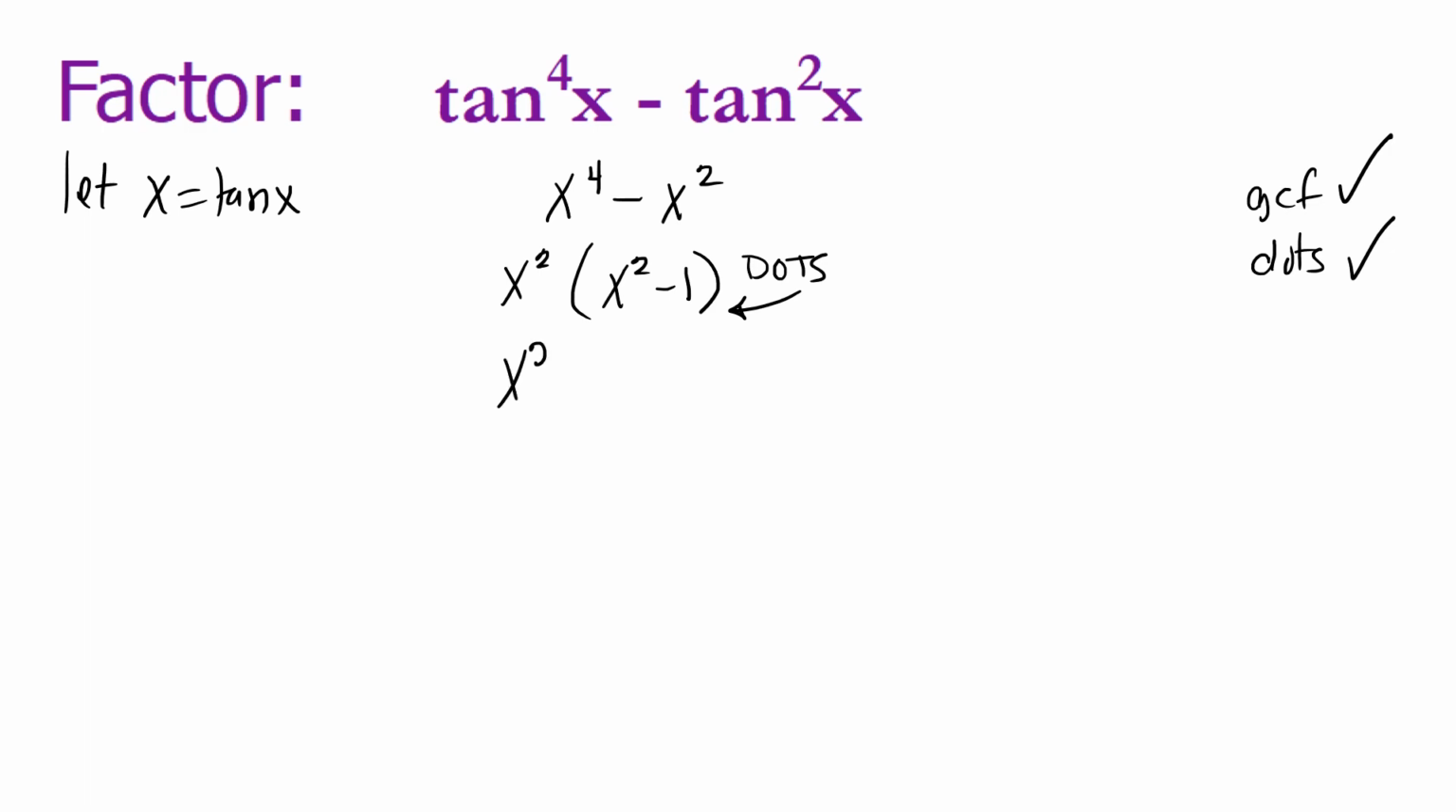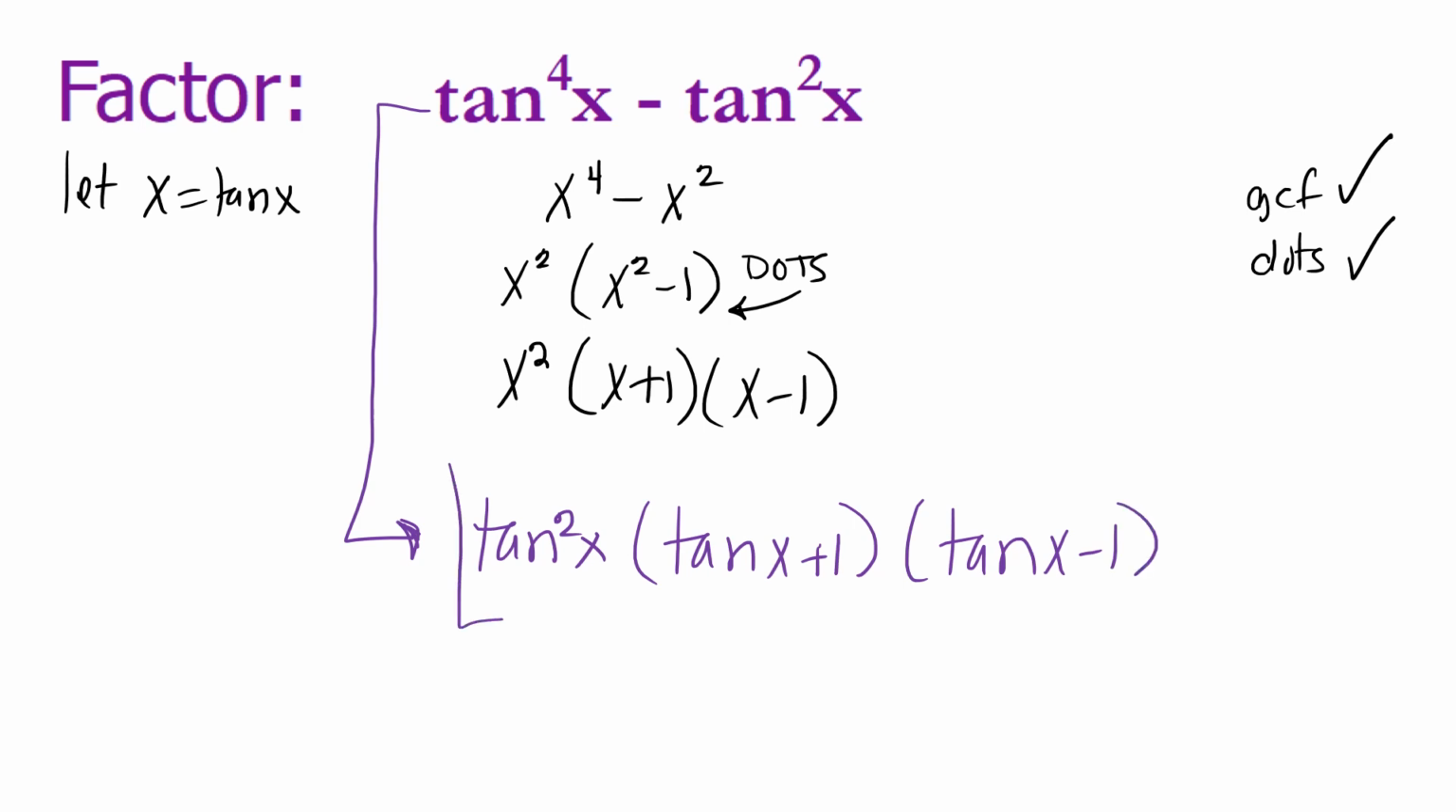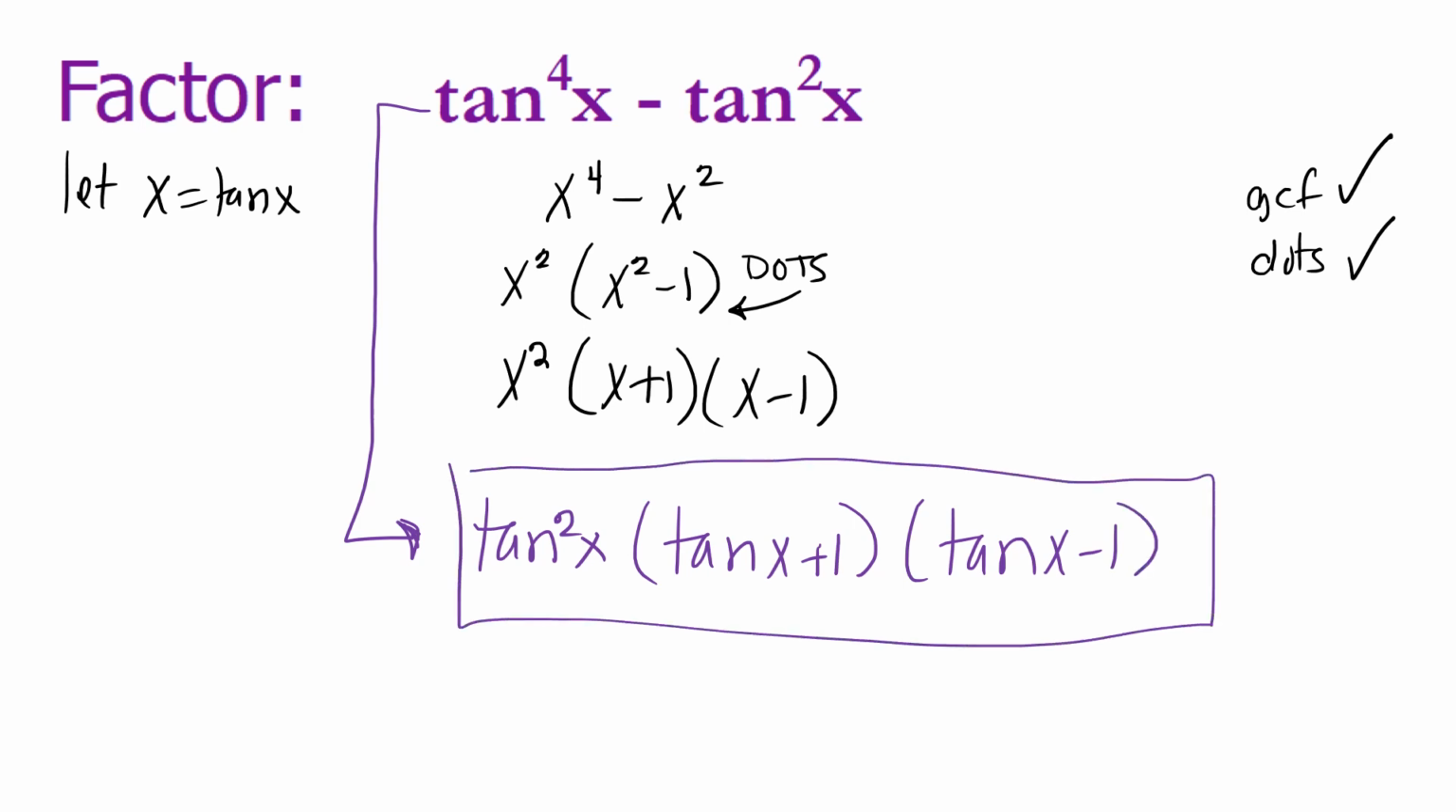So we are going to keep our GCF and factor x squared minus 1 to be x plus 1 multiplied by x minus 1. There's nothing else that we can do to simplify this, so now we put it back in terms of tangent. So x squared becomes tangent squared of x, x plus 1 becomes tangent of x plus 1, and x minus 1 becomes the factor tangent of x minus 1. Those are your three factors for this example.